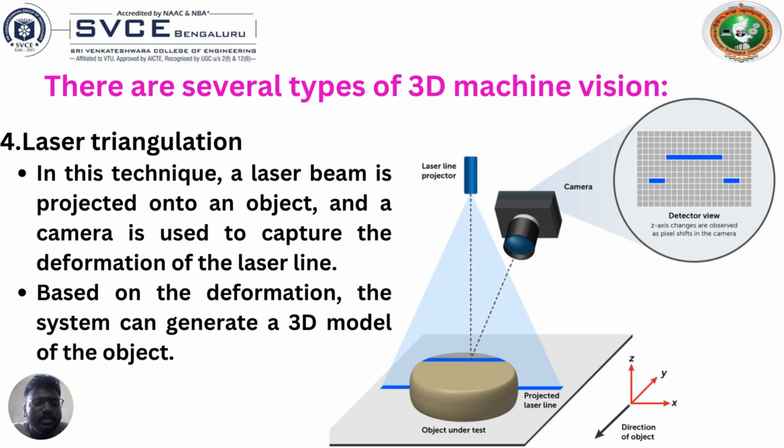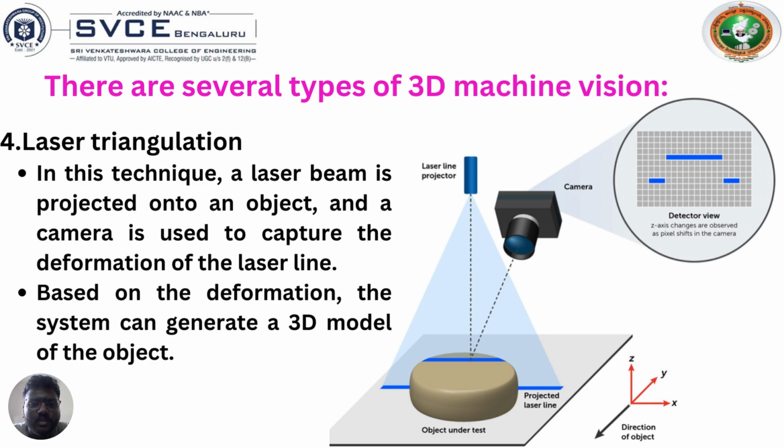Laser triangulation means distance measurement by angular calculation. In measurement technology, a sensor projects a laser point onto the measurement object. The reflected light falls onto a receiving element at a certain angle depending on the distance. In this technique, a laser beam is projected on the object, and a camera is used to capture the deformation of a laser line. Based on the deformation, the system can generate a 3D model of the object.